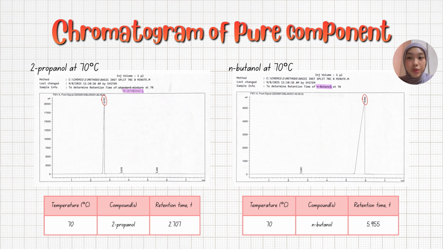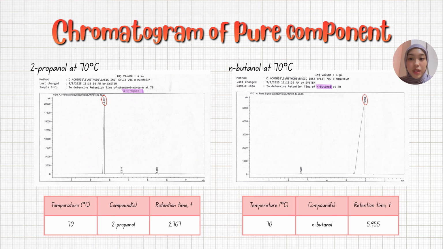On this slide, the chromatograms of pure components at an oven temperature of 70 degrees Celsius are shown. The pure components were injected individually to obtain their reference retention time. For 2-propanol, one main peak was observed at a retention time of 2.707 minutes. For N-butanol, one main peak was observed at a retention time of 5.955 minutes.